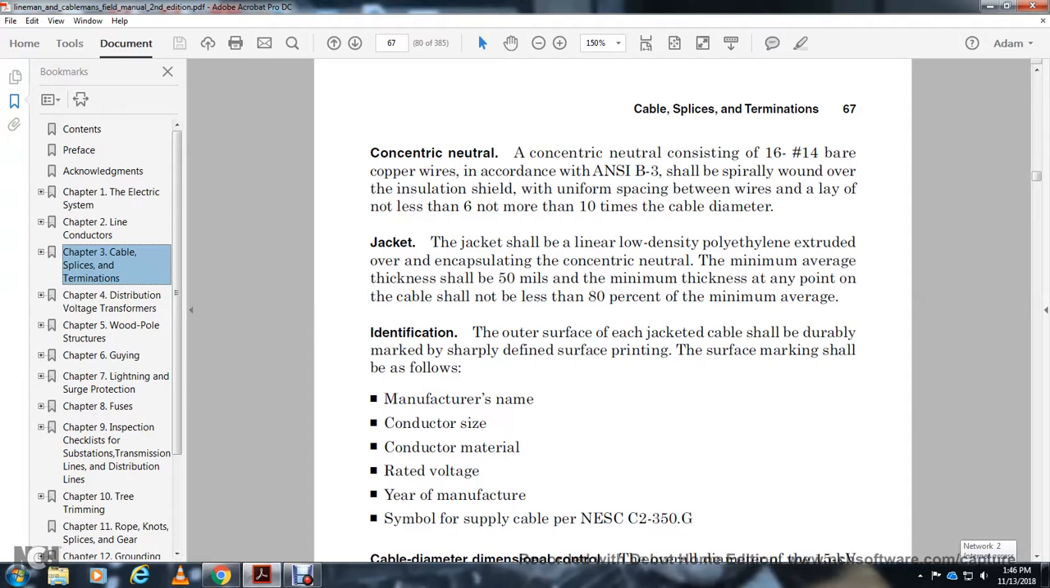Jacket. The jacket shall be linear low density polyethylene extruded over the concentric neutral. Minimum average thickness shall be 50 mils. The minimum thickness at any point of the cable shall not be less than 80% of the minimum average.